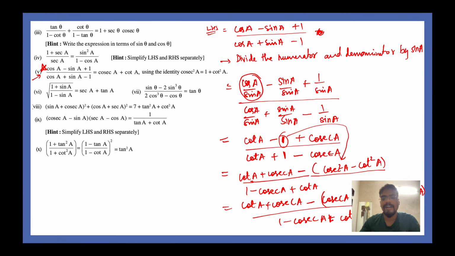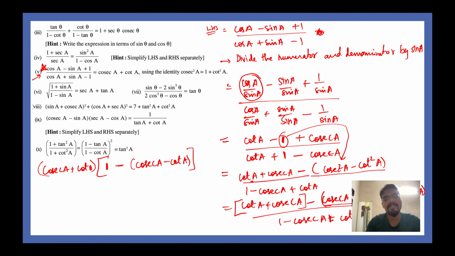Alright, so see, cot A plus cosec A, this term, and cosec A plus cot A, this term, both the terms can be taken out common. So taking out common cosec A plus cot A, in the bracket we are left with 1 minus cosec A minus cot A, and this is divided by 1 minus cosec A plus cot A, right?